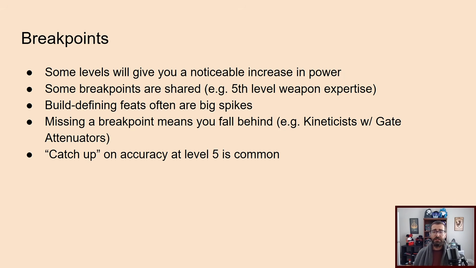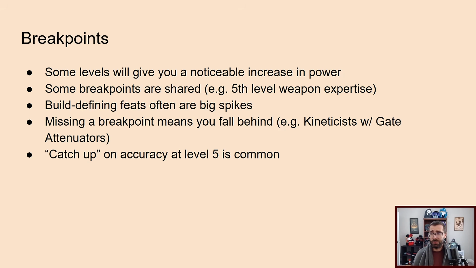So for example, kineticists get to add a +1 or later a +2 or even more from gate attenuators. Well, that's what they have instead of their potency and striking runes. But the martial characters can get their +2 to accuracy before the kineticists can get it. And those martial characters are going to get their weapon upgrades about a level before the kineticist is going to get their gate attenuator upgrade. And that means that the kineticist is going to have 1 accuracy less than a lot of those other classes. And at least by that metric, they are going to fall behind on that power curve.